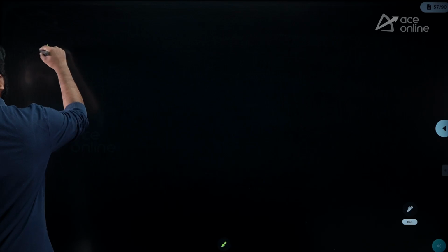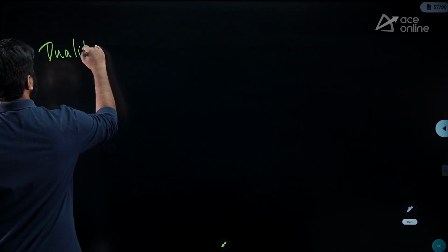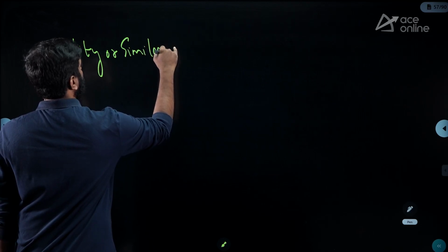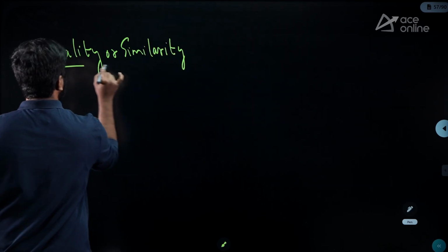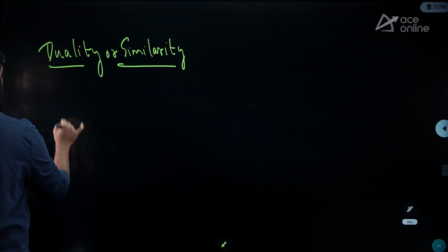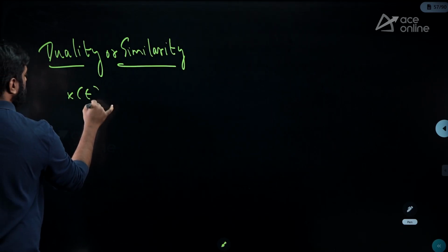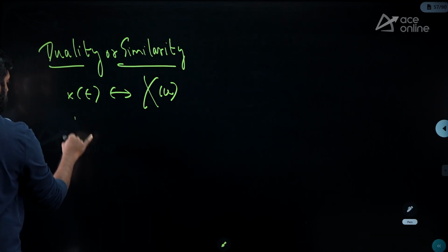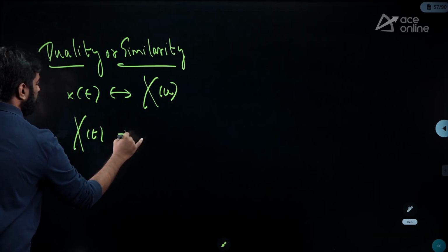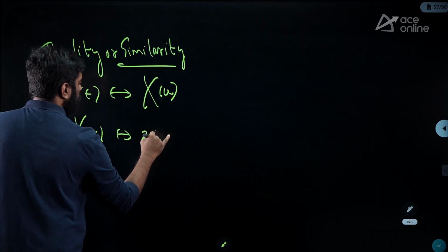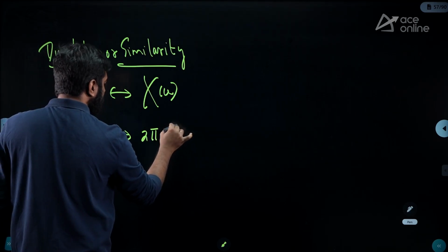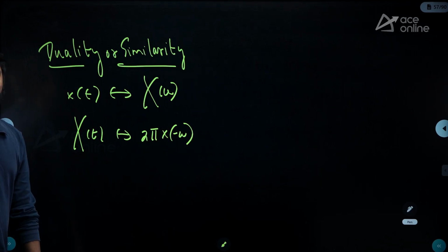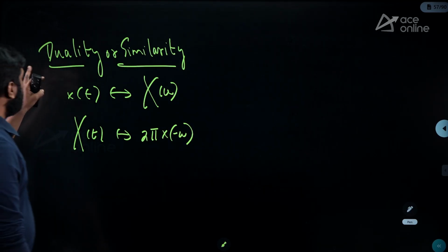So this is called duality or similarity property. So what does this say? According to duality or similarity, if there is a time domain signal whose Fourier transform is X of omega, then capital X of t has the Fourier transform 2 pi small x of minus omega. This creates a lot of confusion among the students. So this is the duality property for you.